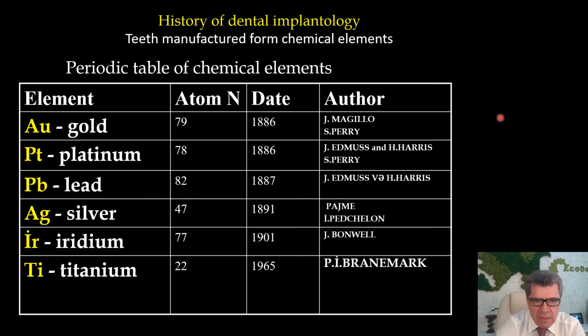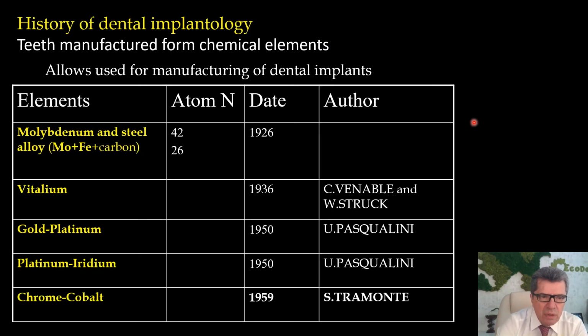The next step: implants were manufactured from chemical elements. If you see on this slide, these are the different elements we used for manufacturing implants: aurum, platinum, silver, iridium, titanium, lead. And the alloys used for manufacturing dental implants: molybdenum and steel alloy, vitalium, gold, platinum, iridium, and chrome cobalt.